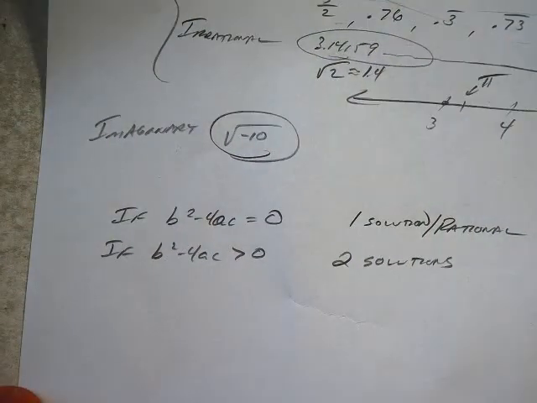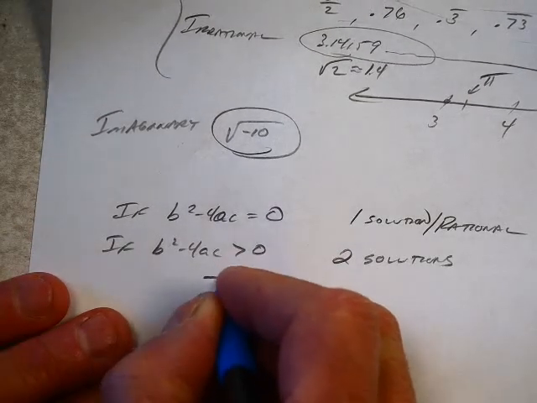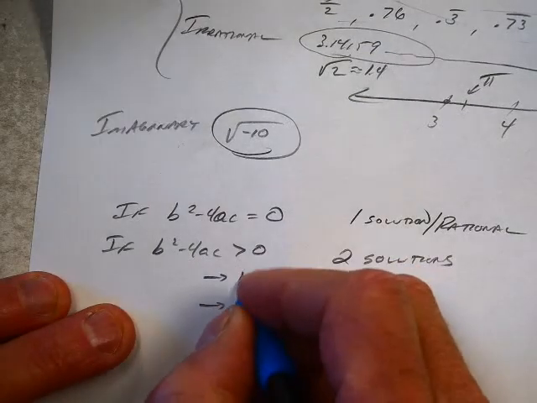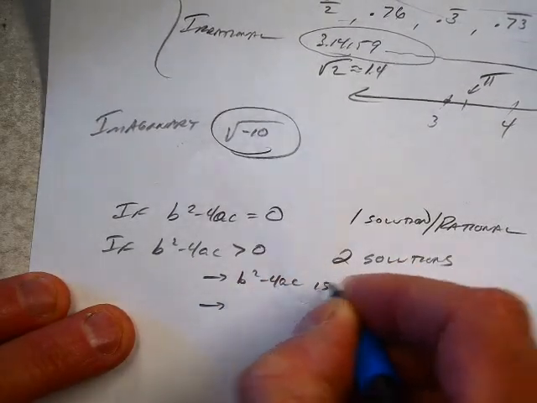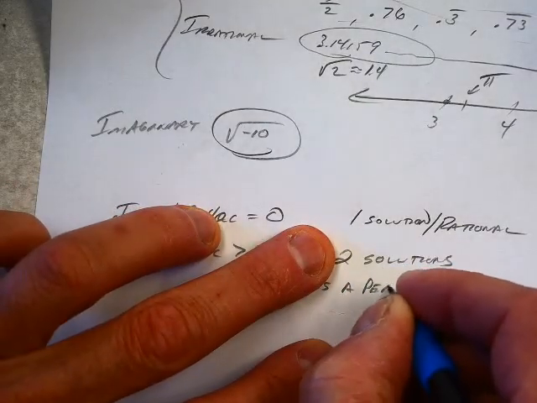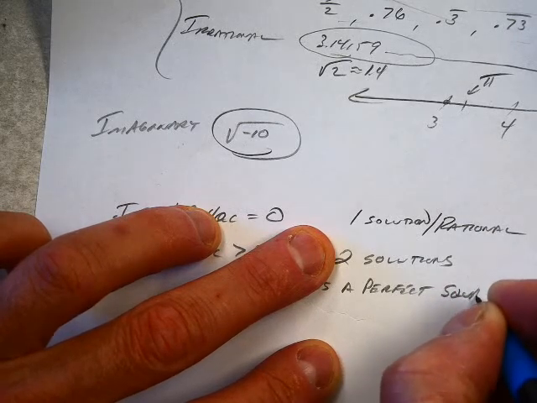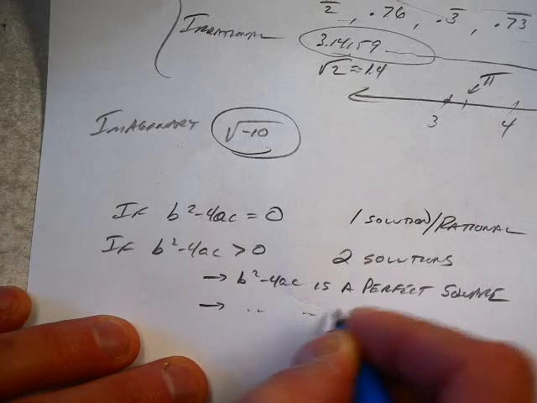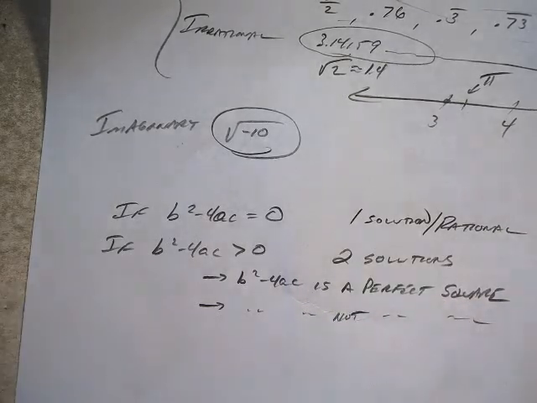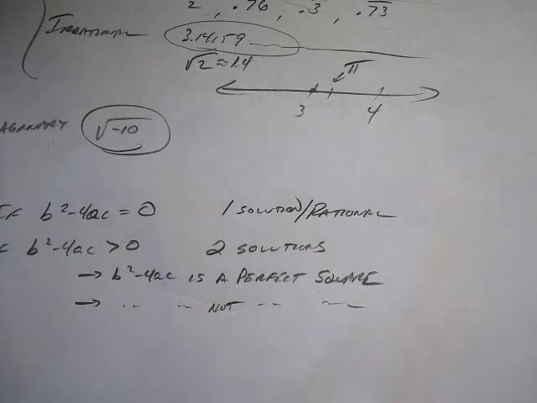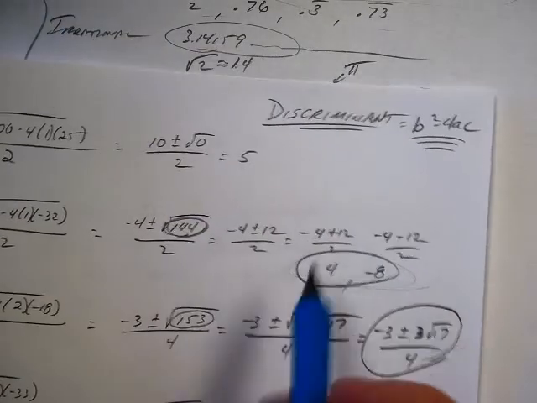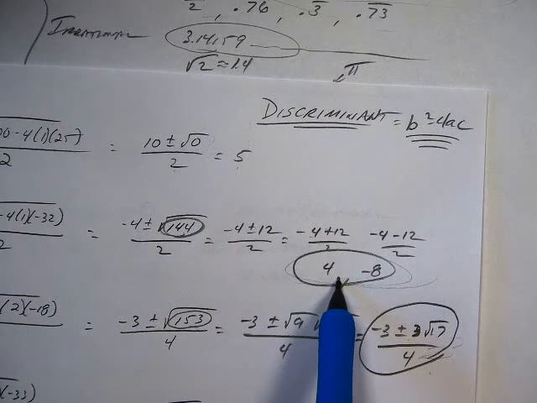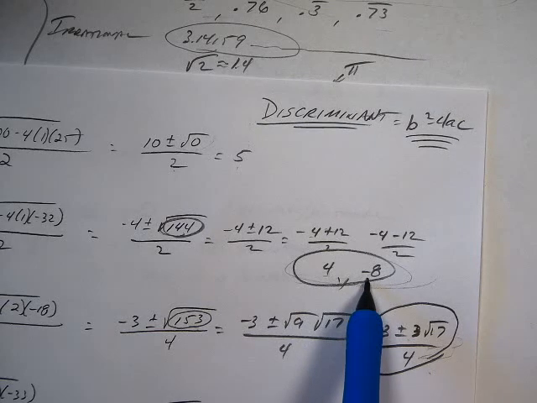Going to my other sheet. Okay, so if b squared minus 4ac is greater than 0, we're going to get two solutions. Okay, but this is going to be broken up into two different things. So I'm going to do two different cases underneath here. If b squared minus 4ac is a perfect square, and if it is not a perfect square. So they're just like in those two situations we looked at.